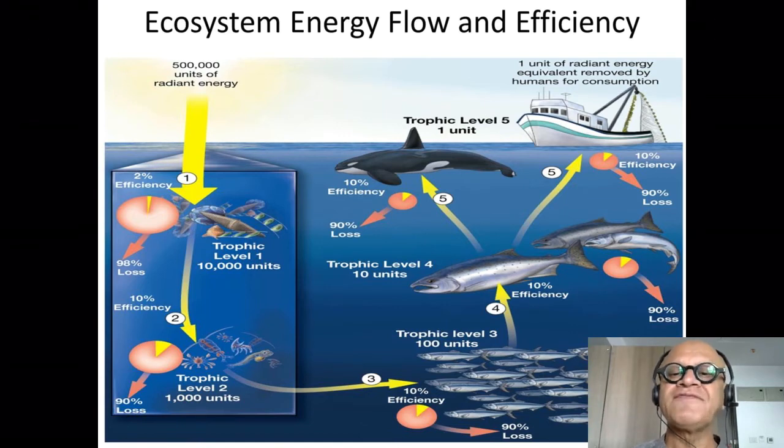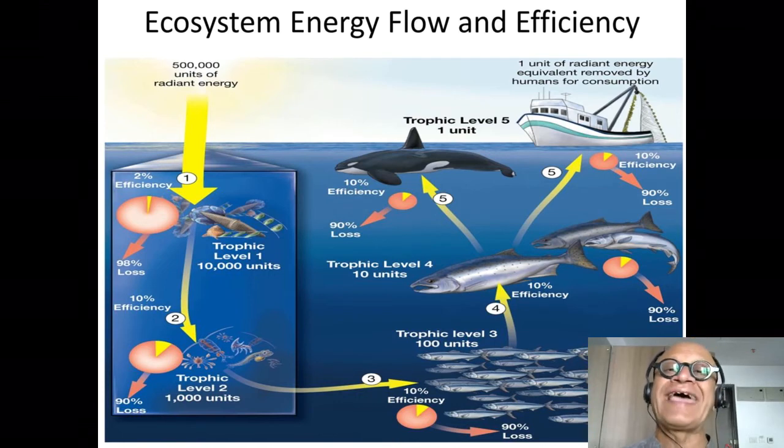Okay, so here is a nice figure showing how we would feed a dolphin that's up here in trophic level 5, which needs 1 unit of food. Then where do we start? So we are starting here with 500,000 units of solar energy, and it's being harvested at 2% efficiency, to basically have a loss of 98%. So trophic level 1 has 10,000 units of energy being produced by using 500,000 units of radiant energy.